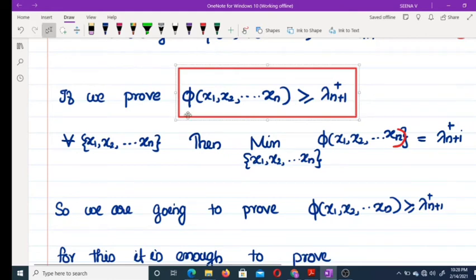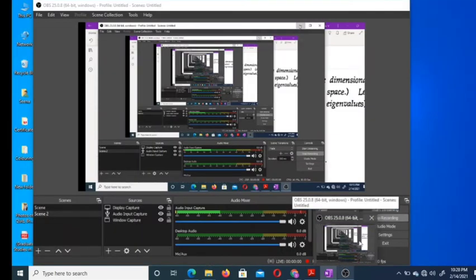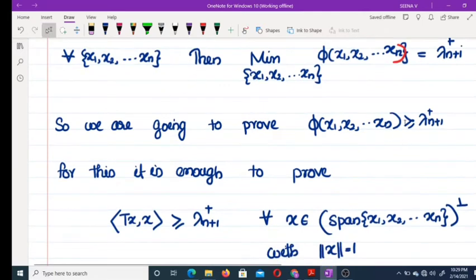That is, we have to prove phi of x1, x2, etc., xn is greater than or equal to lambda n plus 1 plus, because at the point e1 plus, e2 plus, etc., en plus the value is lambda n plus 1 plus. And if we prove phi of x1, x2, etc., xn is greater than or equal to lambda n plus 1 plus, then the minimum value is equal to lambda n plus 1 plus, and e1 plus, e2 plus, etc., en plus is a point at which the minimum is attained. So our aim is to prove this: phi of x1, x2, etc., xn is greater than or equal to lambda n plus 1 plus.